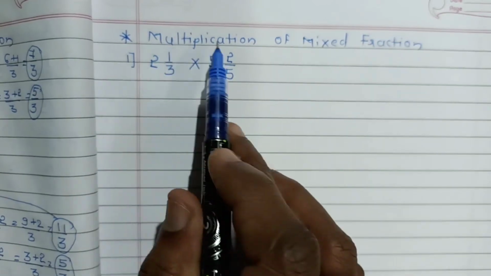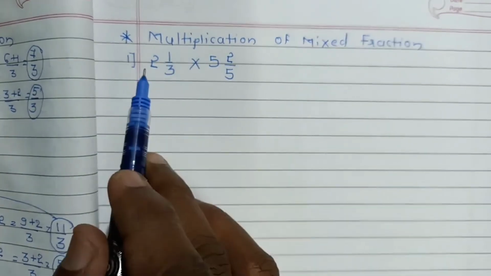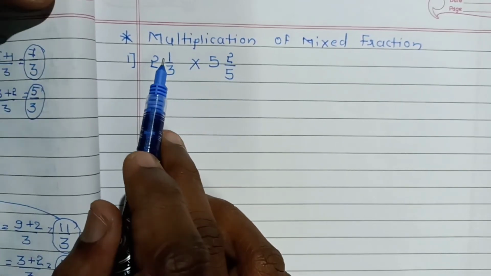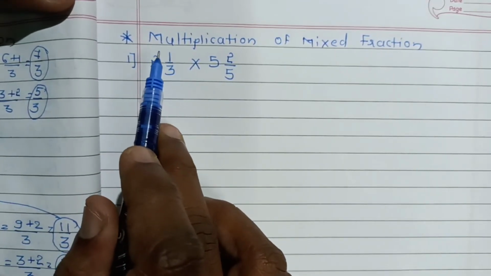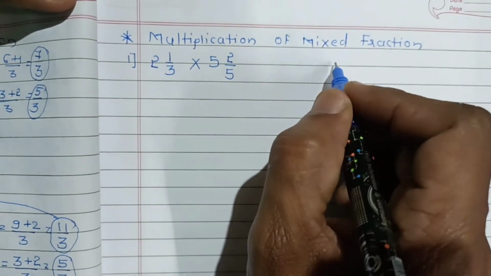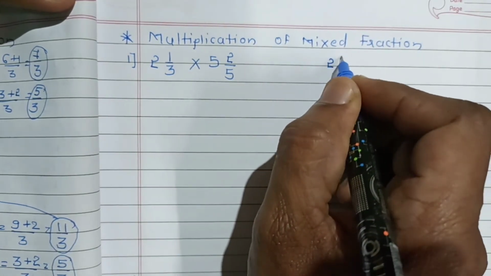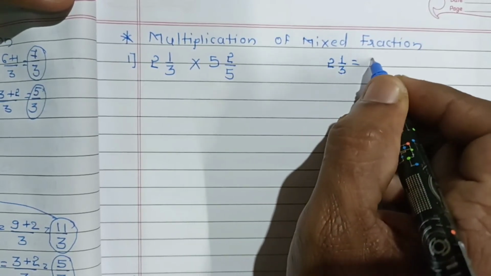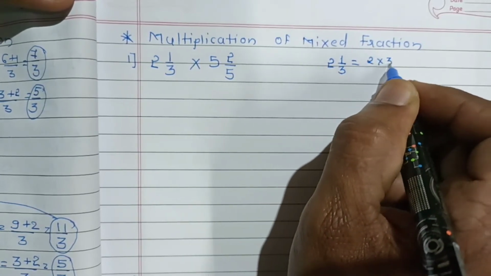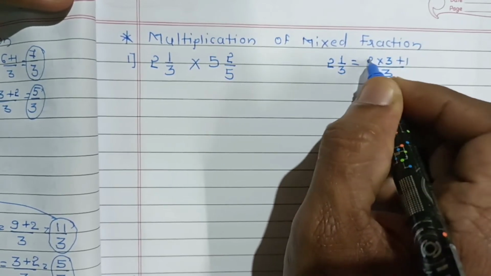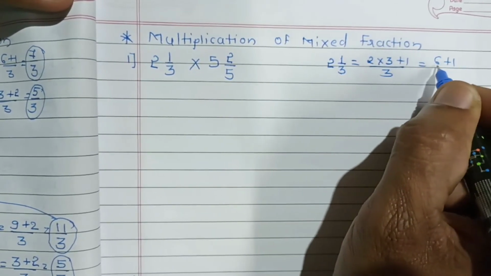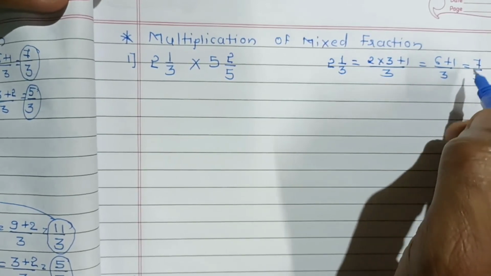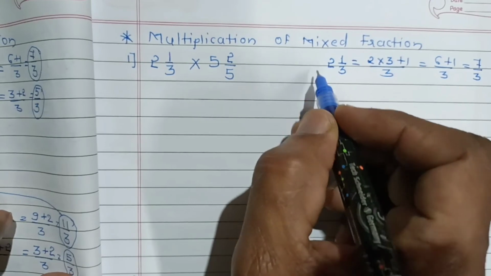Now let us solve the third one, that is multiplication of mixed fractions. So these are the two mixed fractions, 2 1/3 and 5 2/5. First, you have to convert these mixed fractions to improper fractions. So how to convert this? Write the first mixed fraction here, 2 1/3, then 2 multiplied by 3 plus 1, divided by 3. So 2 3s are 6 plus 1 divided by 3. So 7 upon 3 is the improper fraction for this mixed fraction.